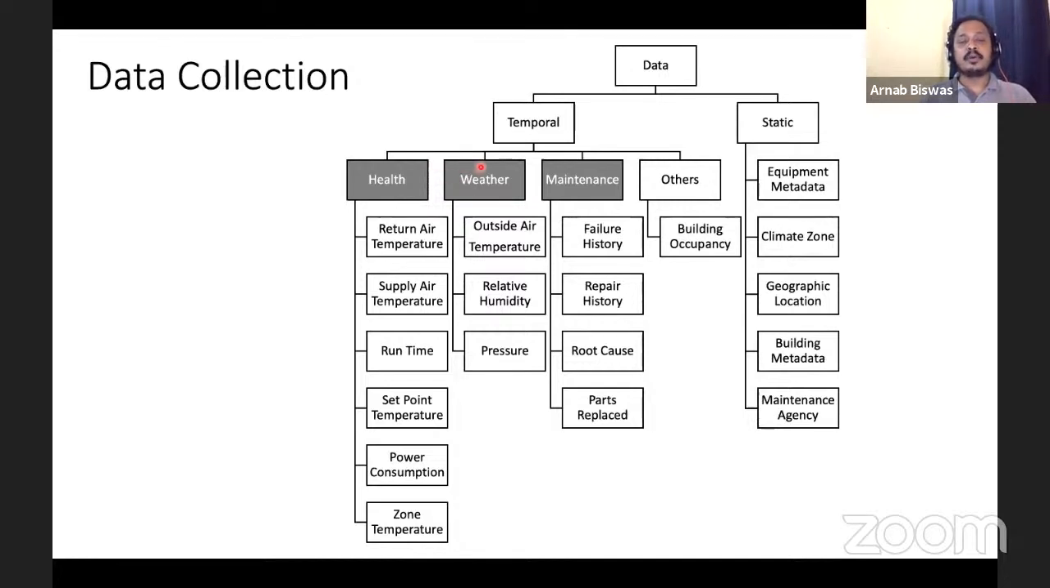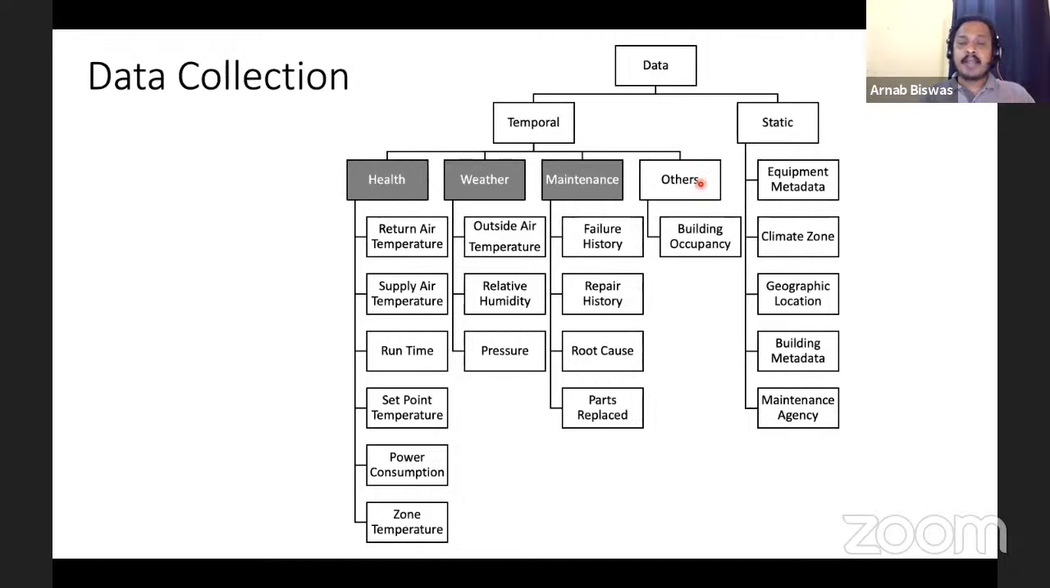Then comes weather, raw data points related to outside weather. Then comes maintenance. Maintenance is of particular interest because maintenance is something using which we create the labels as well as the features. So under maintenance, we generally track the failure history, repair history, the root cause of failures, the part replaced, and other stuff.